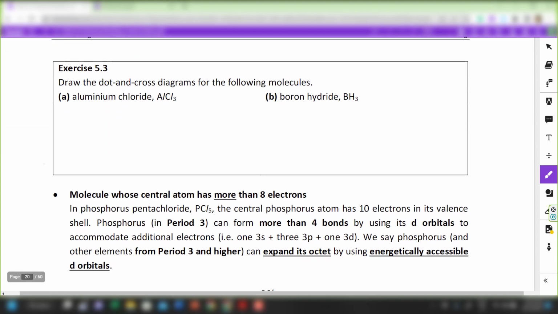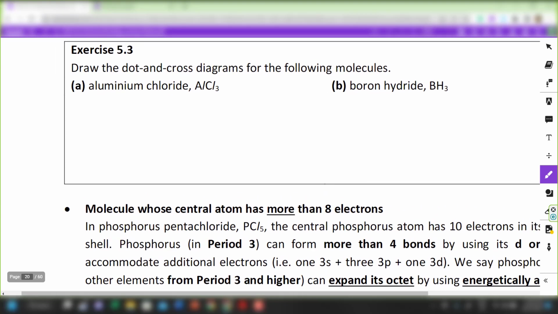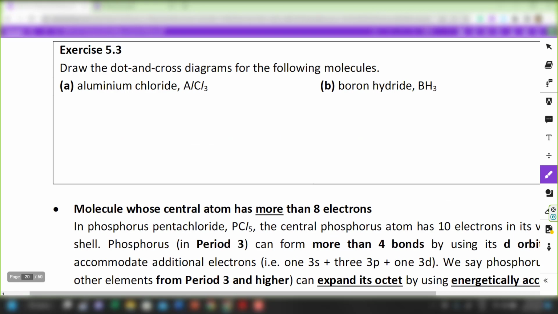Okay, so right now let's take a look at exercise 5.3. We're supposed to draw the dot-and-cross diagrams for the following molecules. AlCl3, aluminium chloride. Again, dot-and-cross diagram. Aluminium is in group 13. So over here we have aluminium, and then we have dots, crosses, and then Cl, with crosses around it.